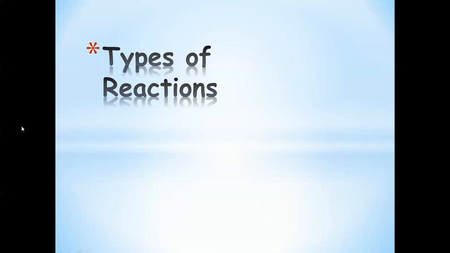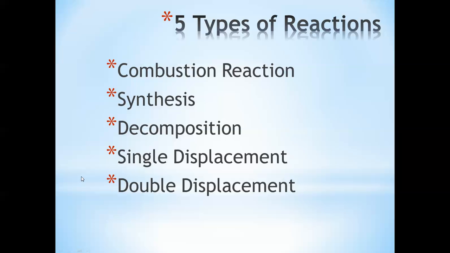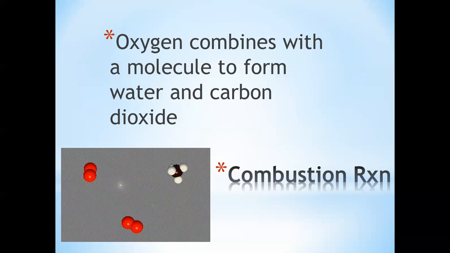Hi guys! Today we're going to talk about types of chemical reactions. There are 5 basic types of chemical reactions: combustion reactions, synthesis reactions, decomposition reactions, and the 2 displacement reactions, single and double displacement. In a combustion reaction, oxygen combines with another molecule to form water and carbon dioxide.